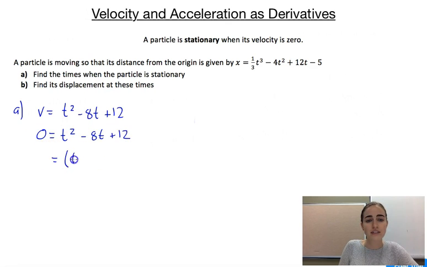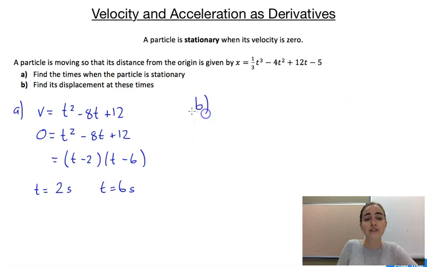So we can factorize it. So we have t, two things that multiply together to give 12 and add to give minus 8 would be minus 2 and minus 6. So that means our 2 times will be t equals 2 seconds and t equals 6 seconds. So that's part A.